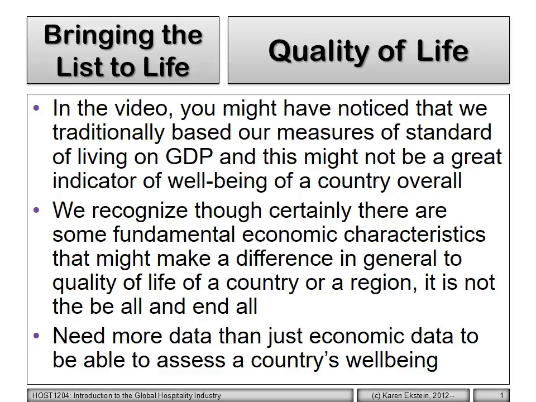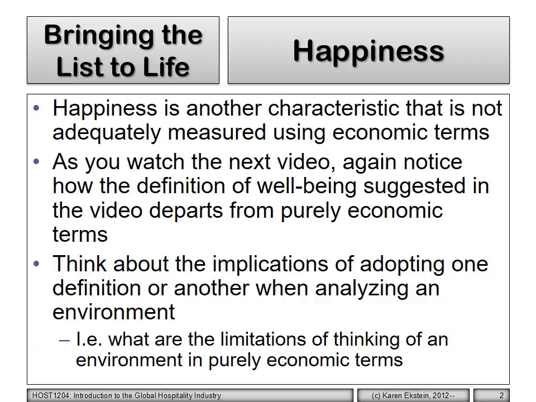Moving on. Happiness is another characteristic that is usually not looked at using economic terms, and is very much a characteristic of the social environment. As you watch the next video, notice again how the definition of well-being suggested in the video departs from those purely economic terms that we talked about earlier. Think about the implications of adopting one of the definitions or another when analyzing that environment. What are the limitations of thinking of environment in purely economic terms?